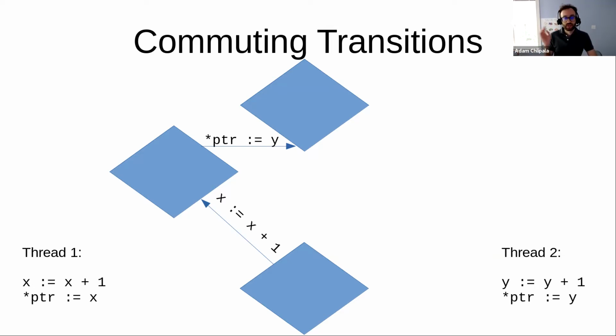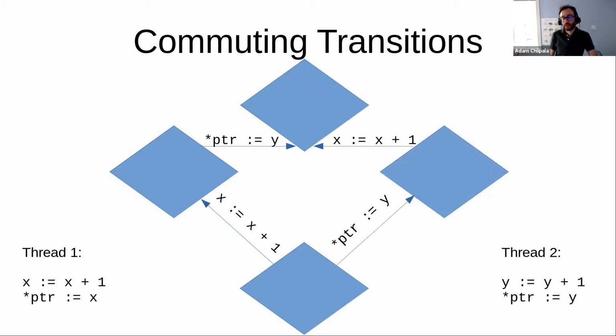In one path, the first thread runs, doing its x increment, and then the second thread runs, doing its write into the pointer. But in fact, those steps could have happened in the opposite order, and we wind up in the same state, independently of the order that we choose.